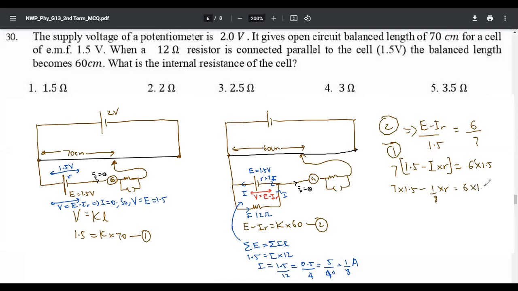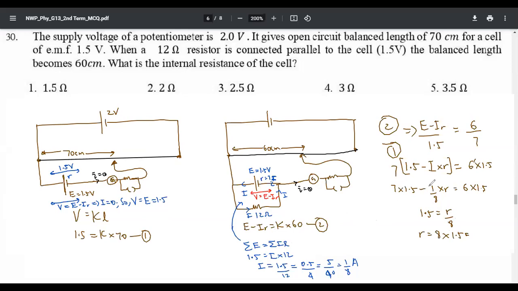This is 7 into 1.5, here 6 into 1.5. So I can take R over 8 to this side. 7 into 1.5 minus 6 into 1.5 is just 1.5 equal to R over 8. R is equal to 8 into 1.5. Okay, now I don't have an answer like that. Where did I go wrong? I must have gone wrong somewhere in the simplification.